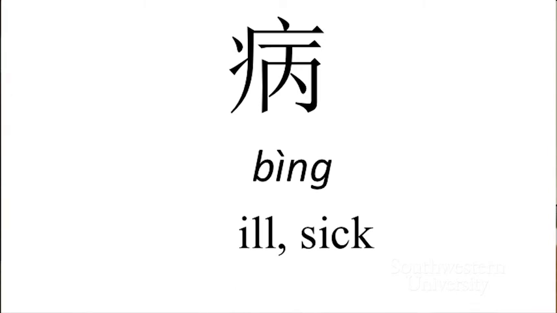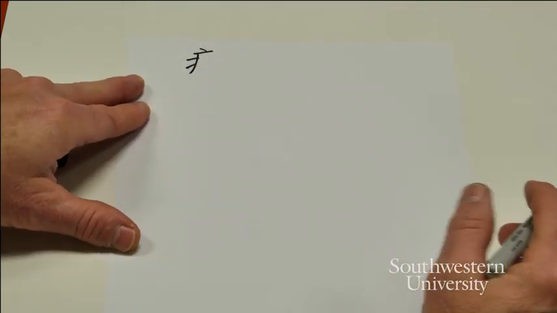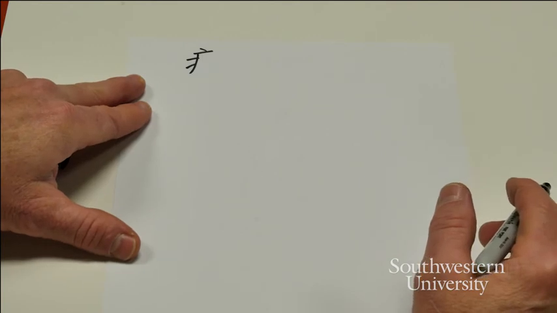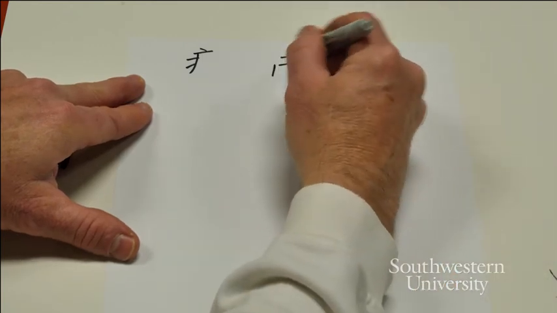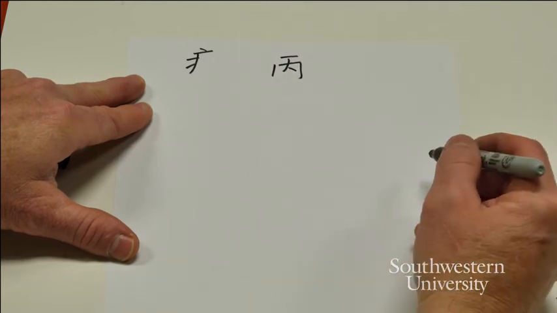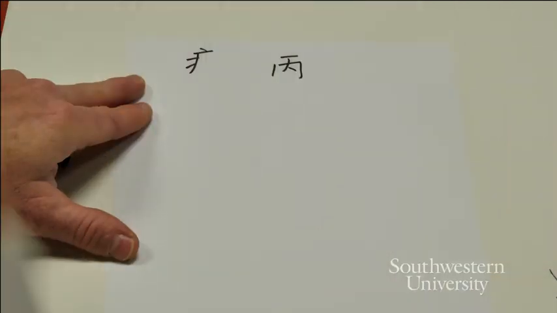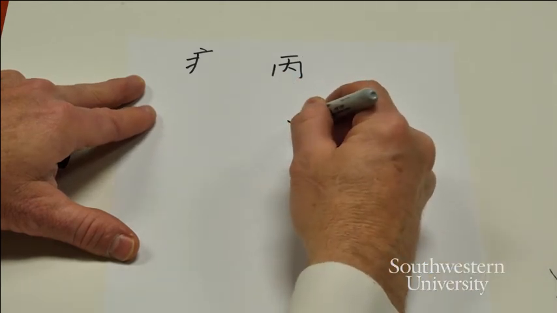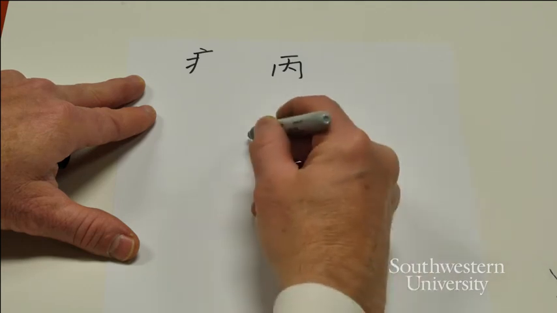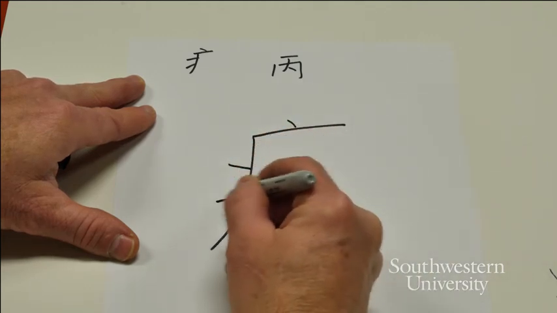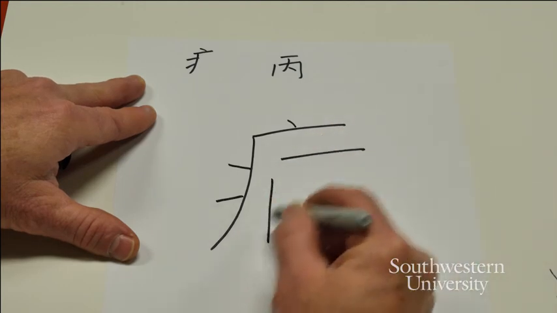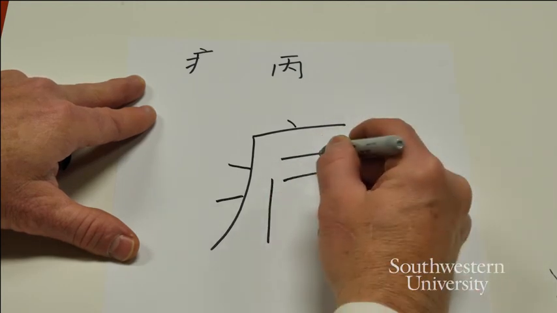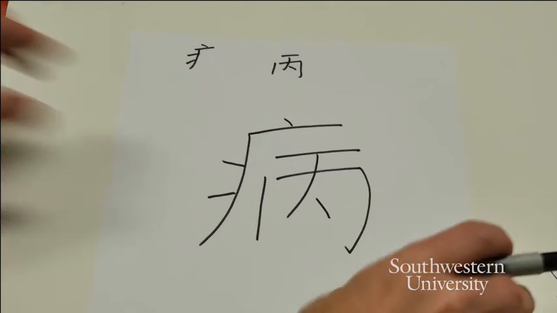Bing. So this is the illness radical, Bing Zatao. And Bing is phonetic. It is another one of the counting terms, in this case, one of the 10 earthly branches.